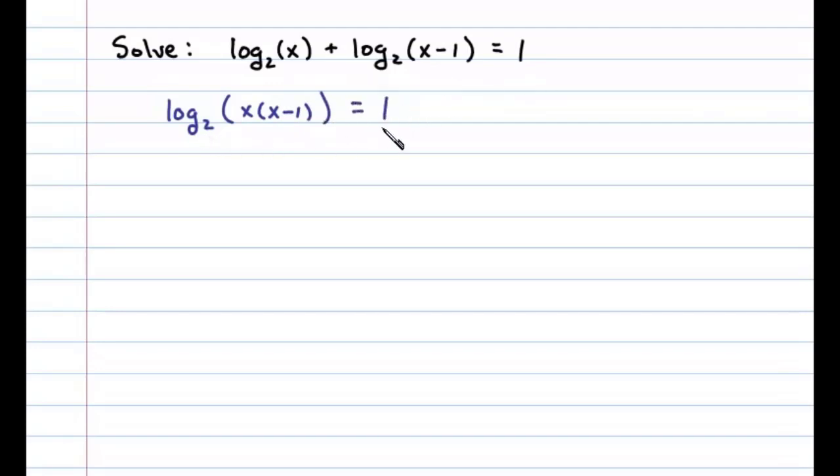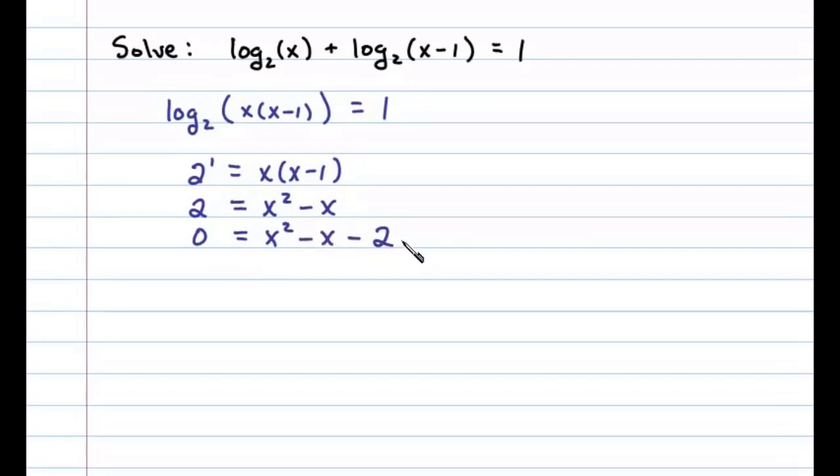Now at this point we can apply the definition. So 2 to the 1 power has to equal this argument, x times x minus 1. In other words, 2 equals x squared minus x. Now at this point we have a quadratic equation, which we can put in standard form if we subtract 2 on both sides, and that'll leave us with 0 equals x squared minus x minus 2.